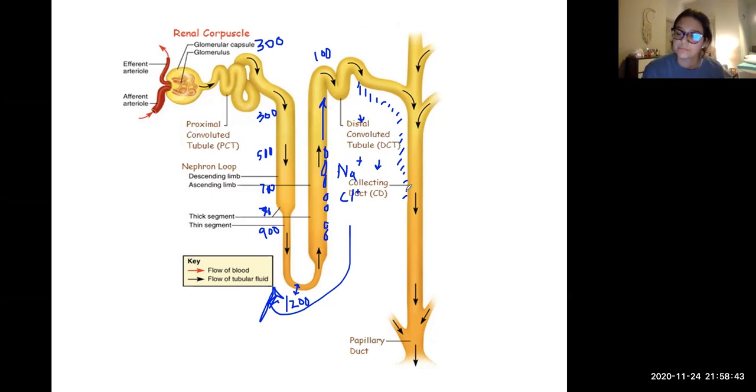In the loop of Henle, if it's at 1200, it's already diluted. It equilibrates at 1200. What it's basically trying to say is that you have the same osmolarity inside of the tubule as you do outside. It reaches a point where it balances.